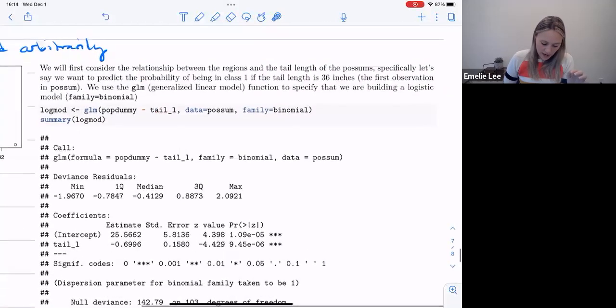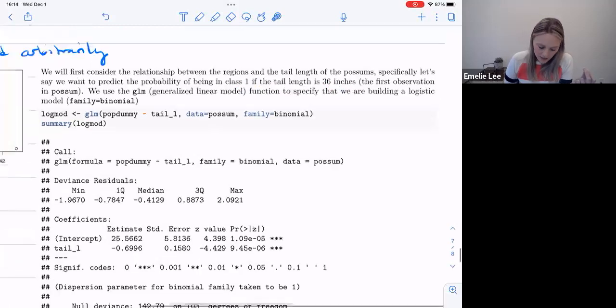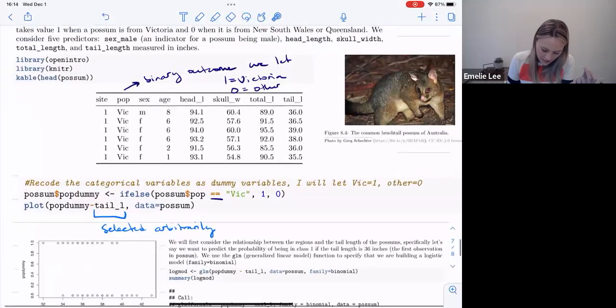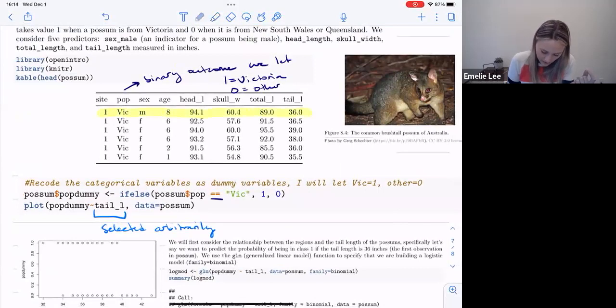I'm going to focus on predicting the probability of being in class 1 if the tail length is 36 inches. The reason I picked 36 inches is that, from the data set here, the first observation has a tail length of 36. So I want to find the predicted value for the 36 tail length and compare it to what actually happened in the data. Am I going to classify it as a 1 or as a 0? It is a 1, right? But depending on my model, I might classify it as a 0, given the tail length.